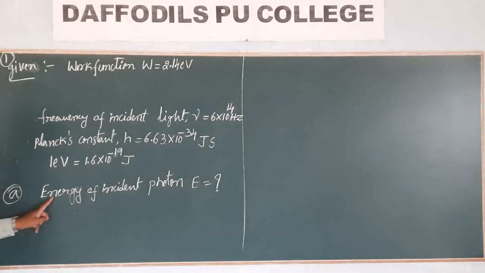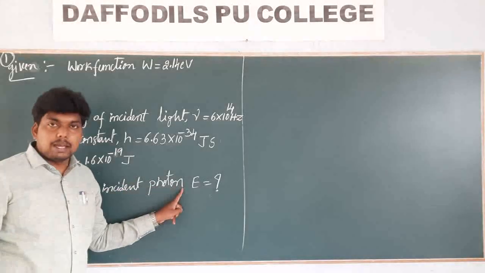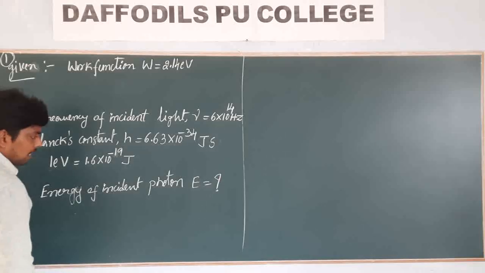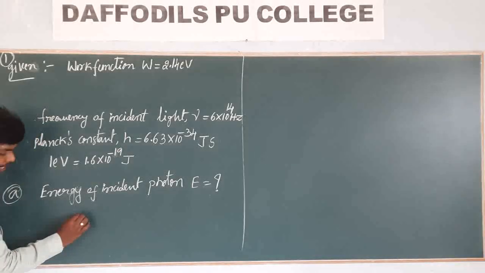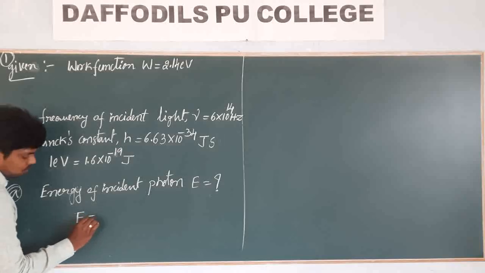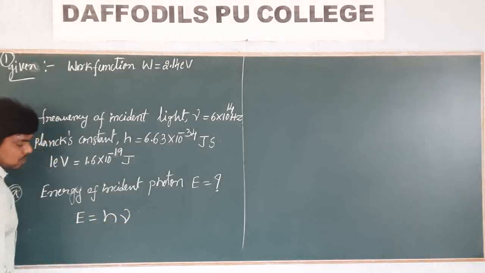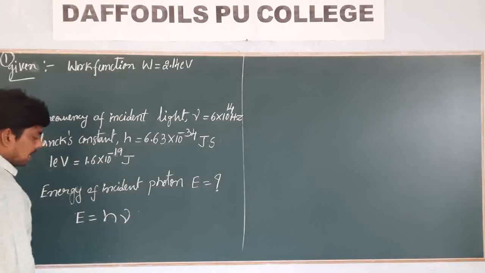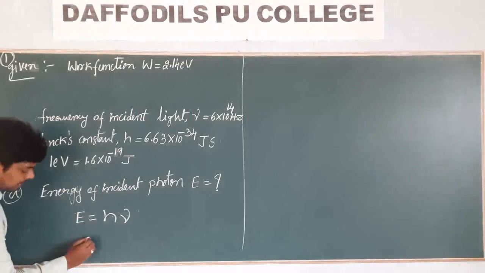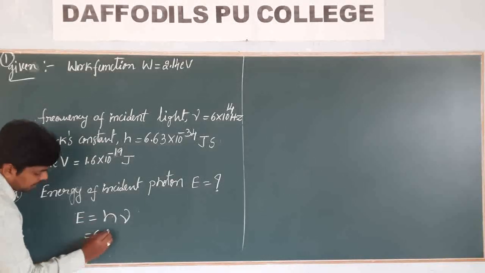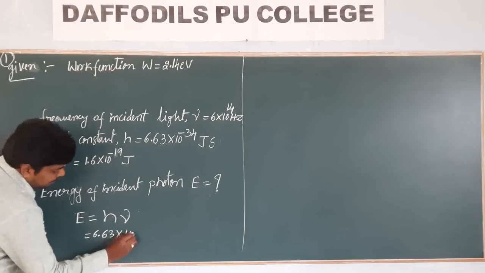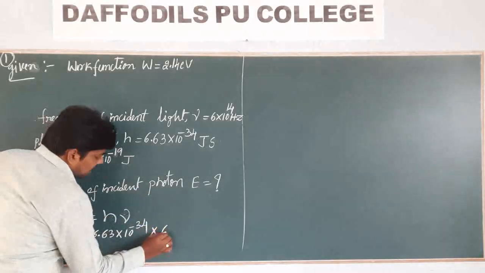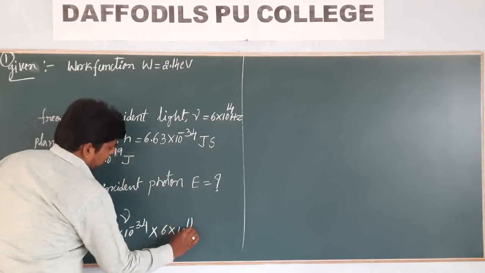A is nothing but the energy of the incident photon. We have to calculate the energy of the incident photon. What is the formula to determine the energy of the incident radiation or incident photon? E is equal to h nu. h is Planck's constant. Nu is the frequency of the photon, or frequency of the incident light. That is 6.63 into 10 to the power minus 34 into the frequency. What is the frequency in the question? 6 into 10 to the power 14.